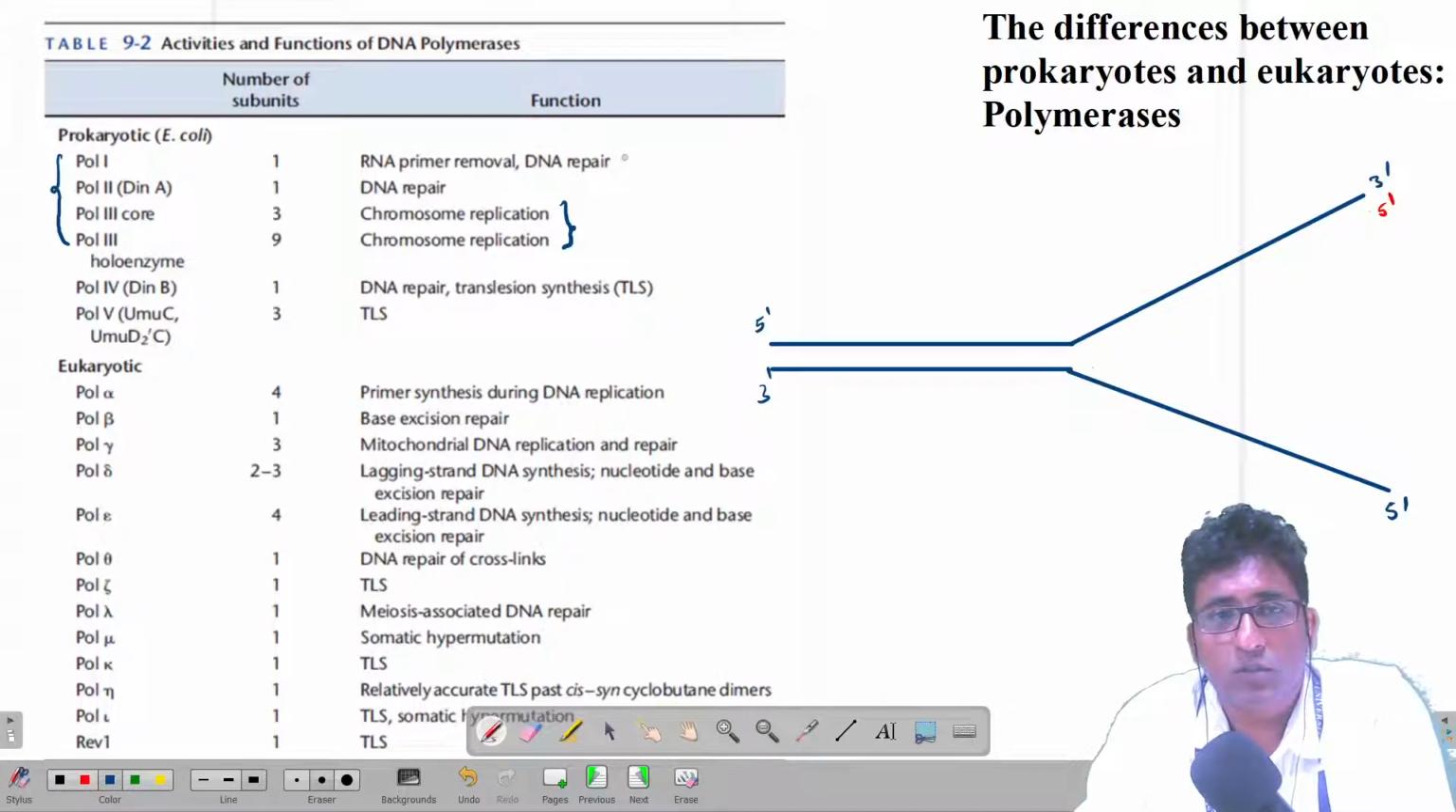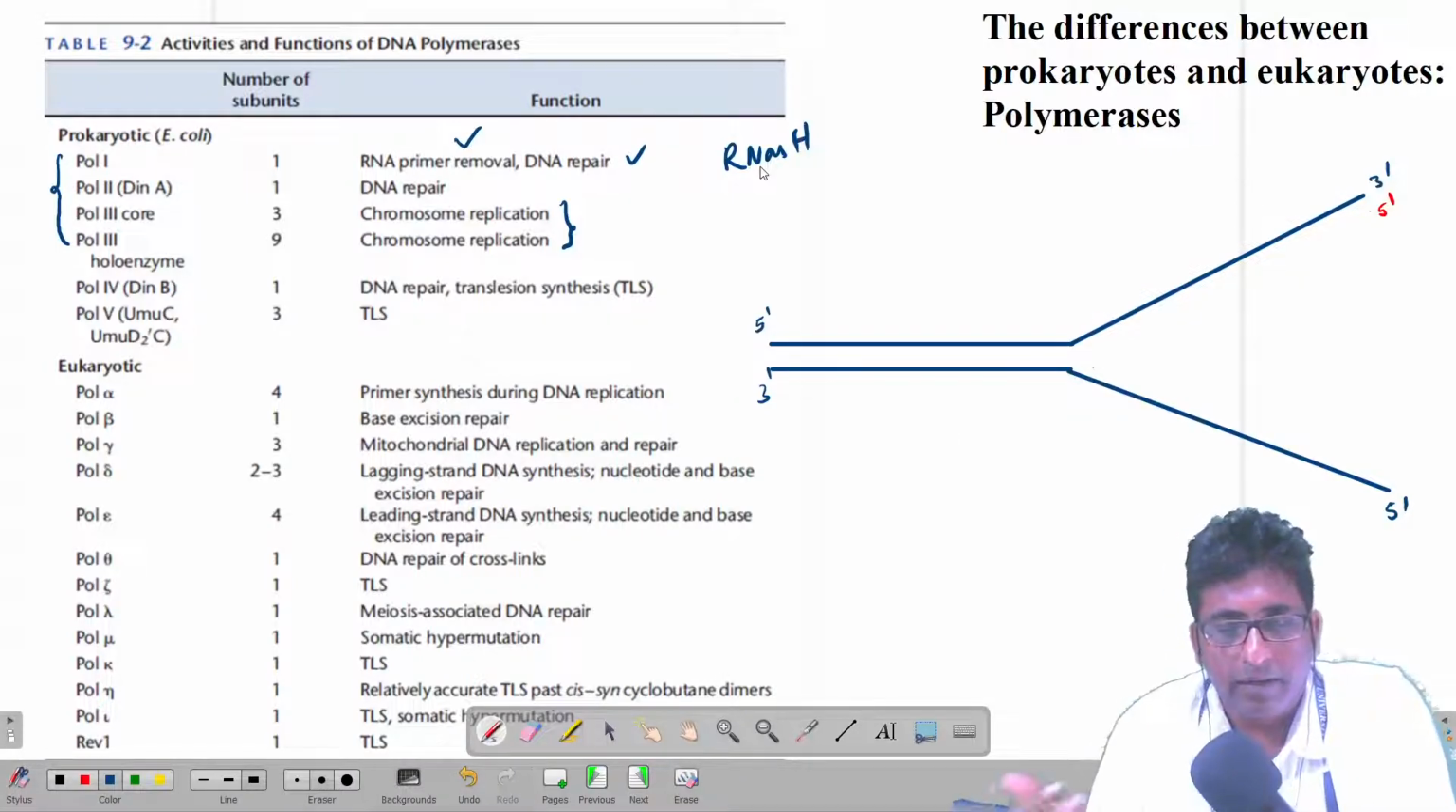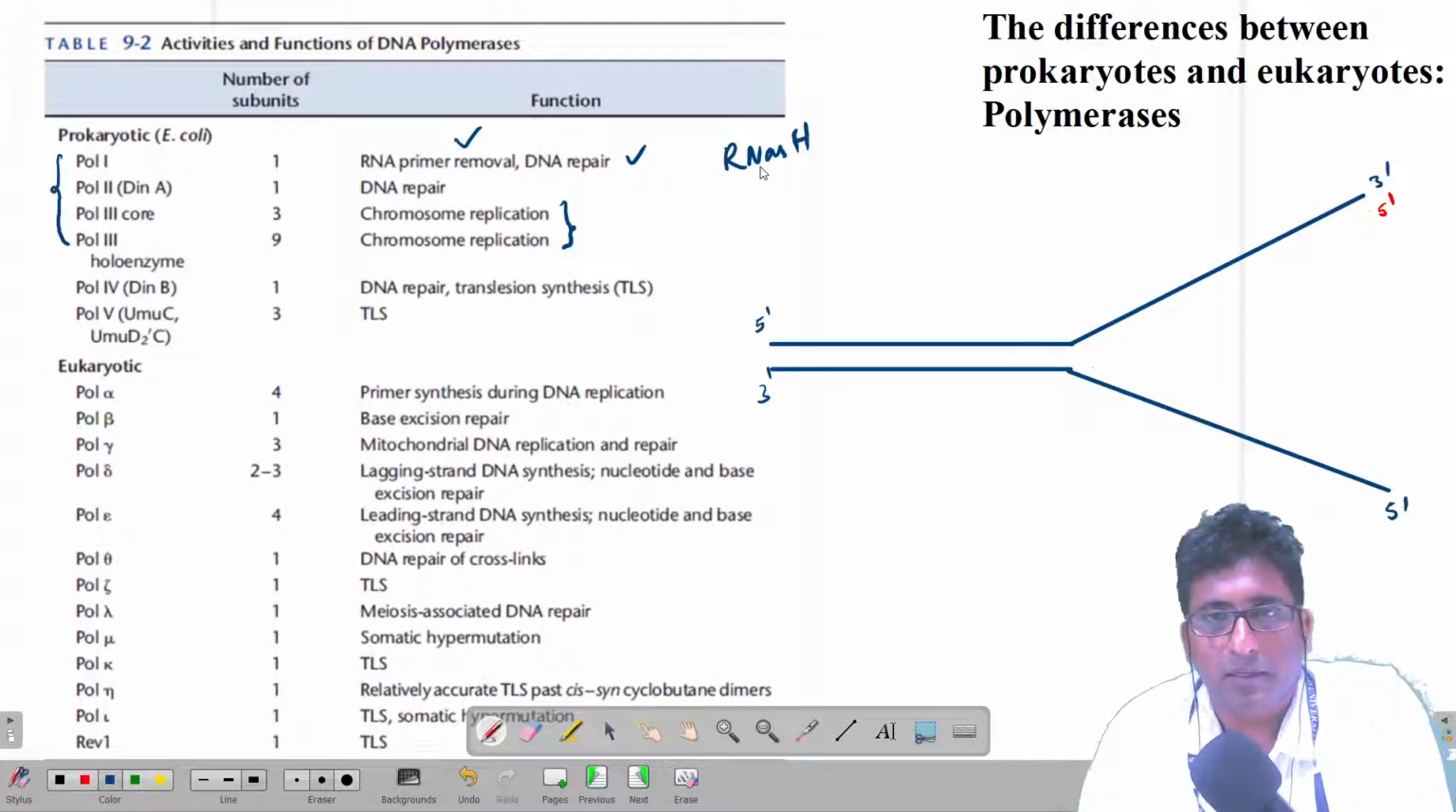And there is DNA polymerase 1, which is involved in DNA repair and also RNA primer removal. RNA primers can also be removed by RNase H. But DNA polymerase 1 is special in the sense that it has 5' to 3' polymerization activity, 3' to 5' proofreading exonuclease activity, but it also has 5' to 3' exonuclease activity, using which it can remove the primers and fill up the gaps. And then ligase will take over and seal the gap, the phosphate backbone.